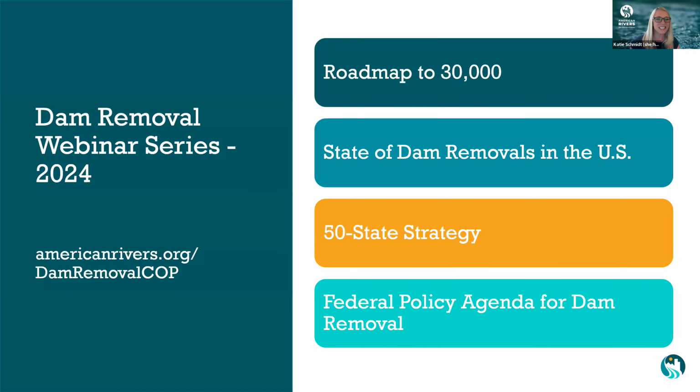Okay, thanks so much. So this is what I was just talking about, our 4 webinars in our dam removal series. These are targeted for our dam removal community of practice. Many of you have been with us throughout these series, so we're excited. If you're new to this, welcome. Our 50-state strategy, our orange bubble, is where we're at today. Serena McLean is going to be walking us through the 50-state strategy for expanding dam removal practice. Next month, I will be diving into our federal policy agenda for dam removal. All of this information is available on our AmericanRivers.org website, specifically on our Community of Practice webpage.